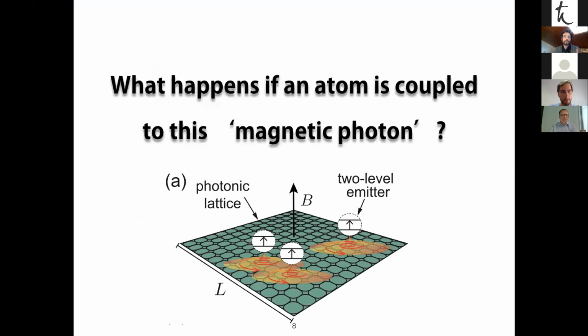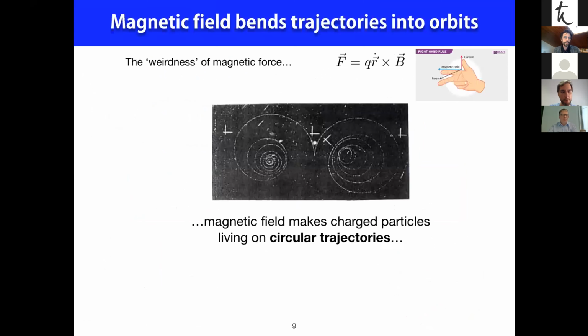Now the question is, what happens when we couple atoms or artificial atoms, in general two-level emitters, to this magnetic photon? I want to really start with the very basics here. You have this photon that lives in this two-dimensional lattice, and we can think of this photon in a classical way, as a particle going around.